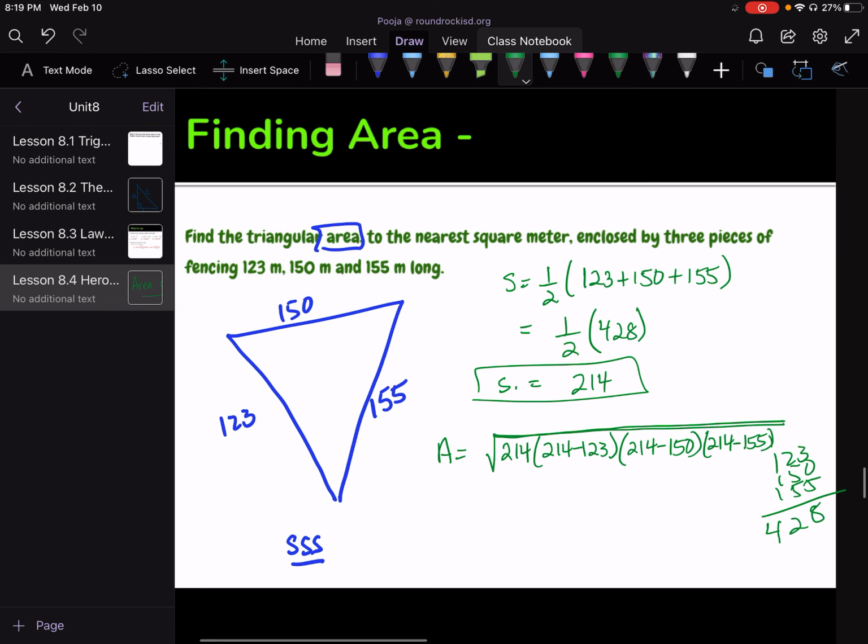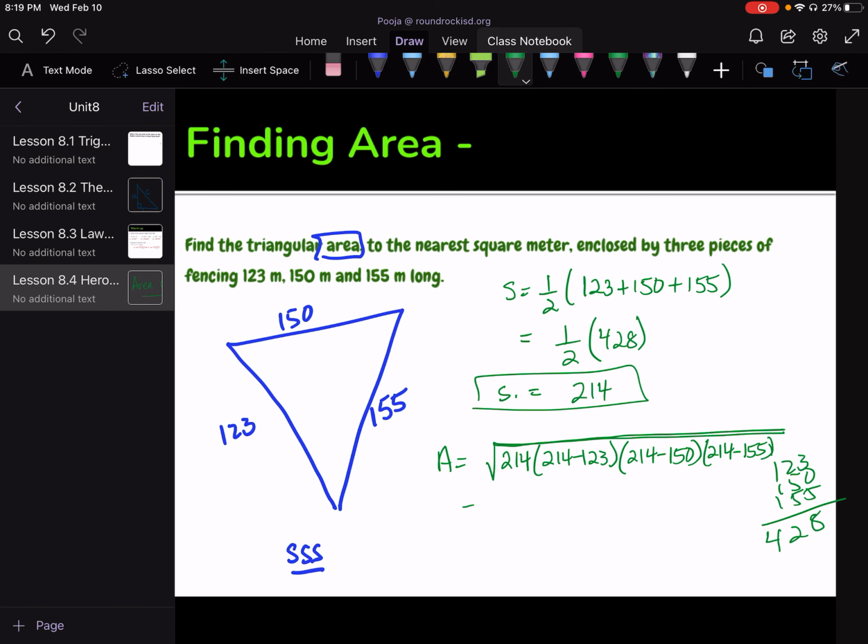And take it and plug it in just the way it is. I don't have it solved, but plug it in just the way it is into the calculator. Don't forget to put the square root sign and make sure that the square root sign doesn't end at 214. What you can do is plug this in first, get that answer to avoid any errors, then take that answer and square root that number to save yourself from any errors.